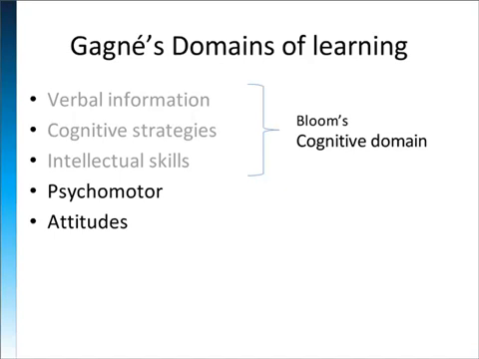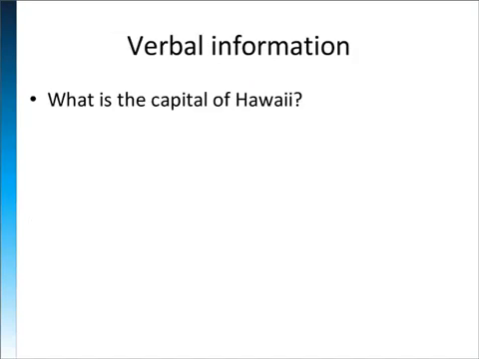So Gagné's real advancement was to further subdivide the cognitive domain. Since we've already looked at psychomotor skills and attitudes, let's look at the first three there: verbal information, cognitive strategies, and intellectual skills. The first of these is verbal information. Verbal information is the simplest verbal information possible. It's simply the recall of a fact. There is no symbolic manipulation, no rules being applied, no problem solving.